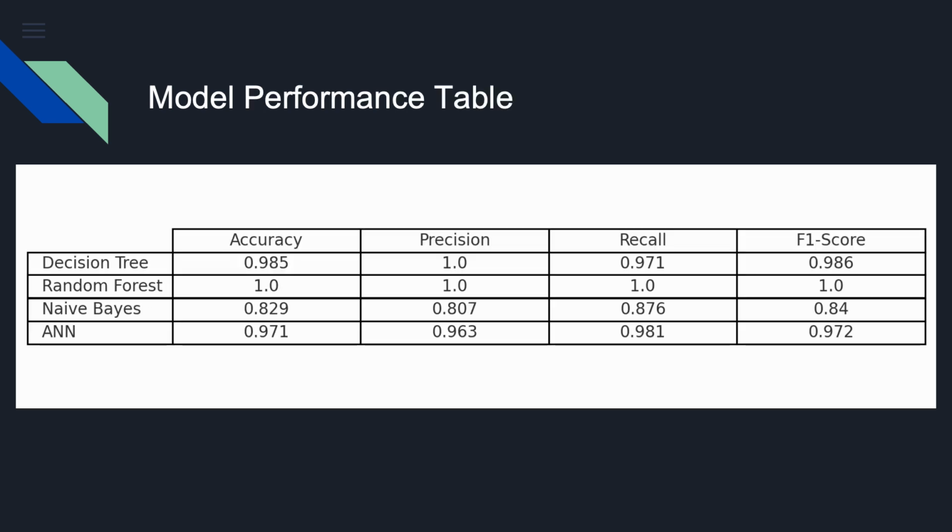In this slide, we will talk about the model performance table. This table shows how each model has performed. Random forest clearly stands out with perfect scores, followed closely by the neural network at around 97%. The decision tree also did well, while naive Bayes had the lowest accuracy. Overall, the random forest was the most reliable method.